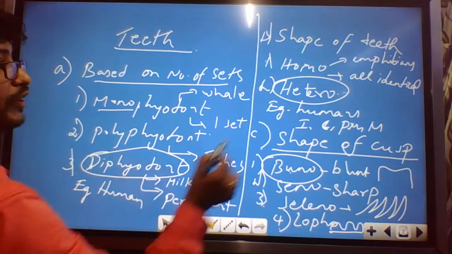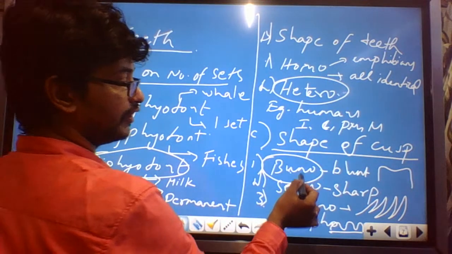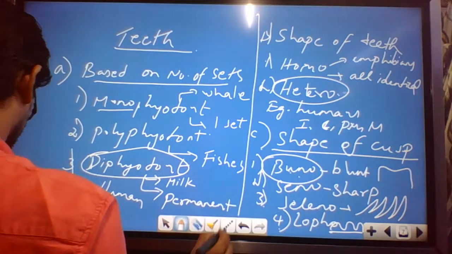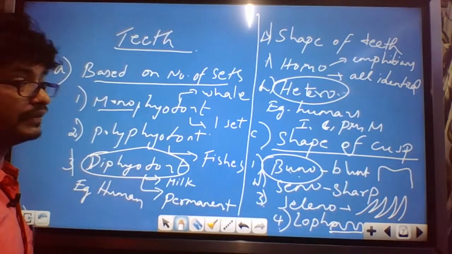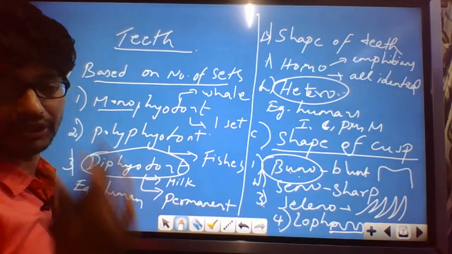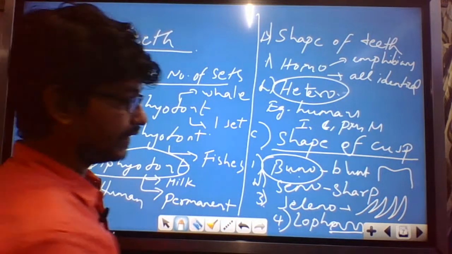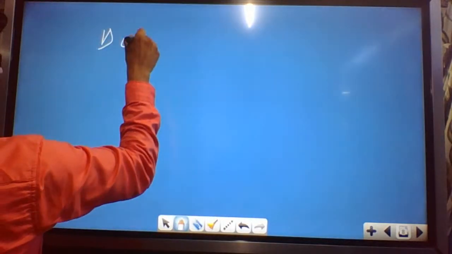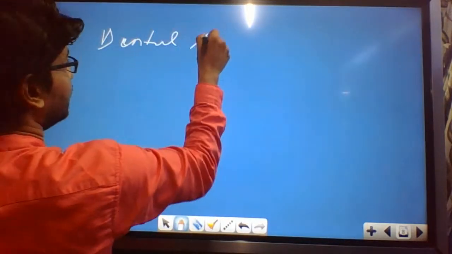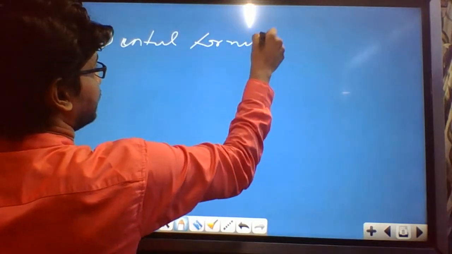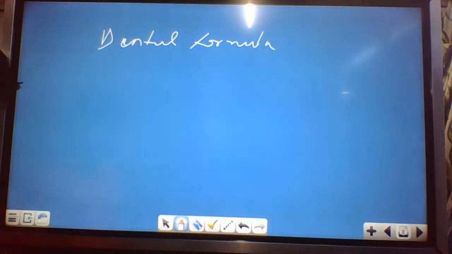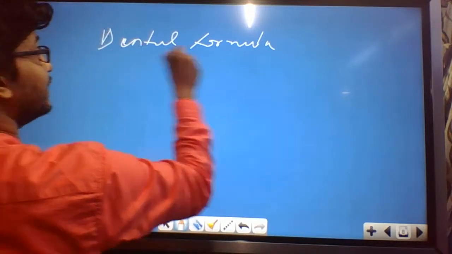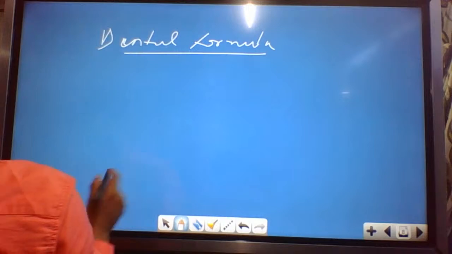Human beings are diphyodont. Human beings are heterodont. And the teeth that we have are bunodont, and also thecodont. Okay, so this is for your classification of the teeth. Now we're going to discuss the dental formula. As far as the dental formula is concerned, this is an important part. We will discuss the milk teeth dental formula and also the dental formula of adults.